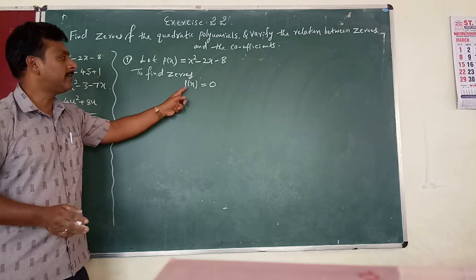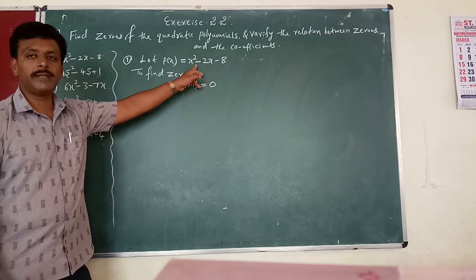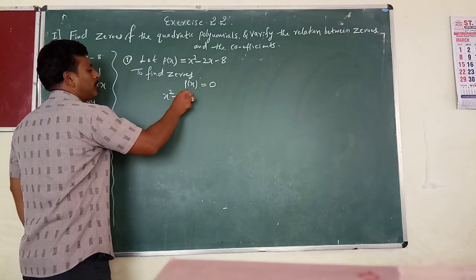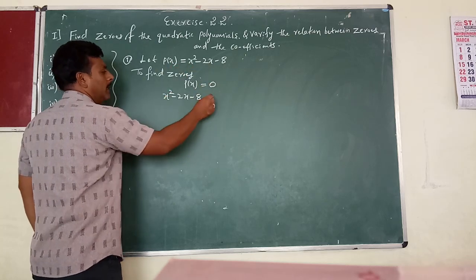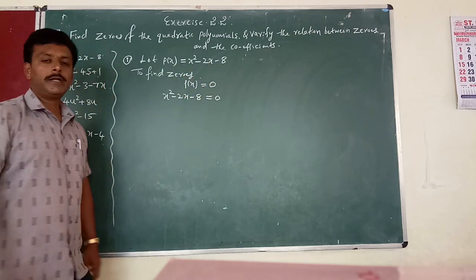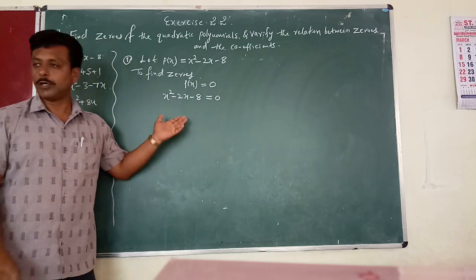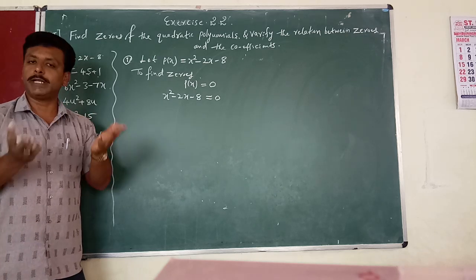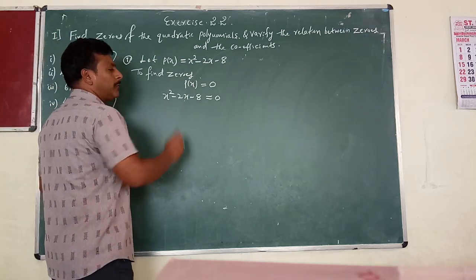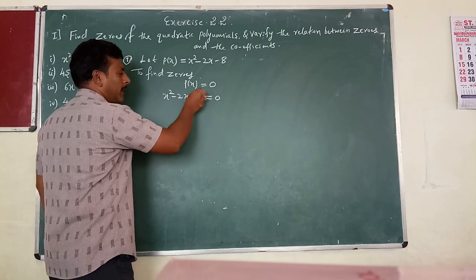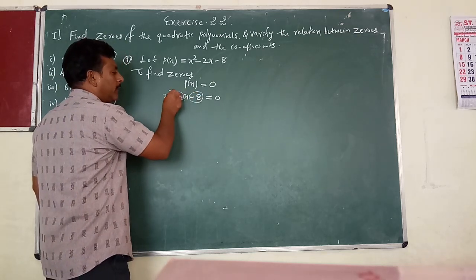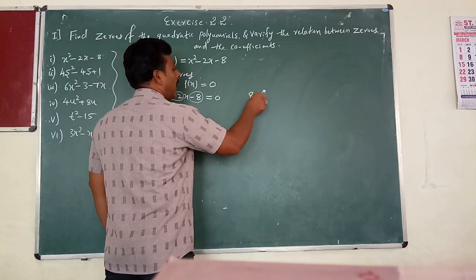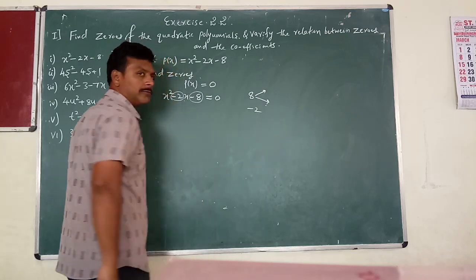P of x is equal to 0, I have taken. P of x is a quadratic polynomial, so I am going to write here x square minus 2x minus 8, the given polynomial, is equal to 0. Now it is a trinomial, or quadratic polynomial. We have to split it and get the factors of this. You already know the splitting method. So how to split this? The product should be equal to minus 8, and their sum or difference is equal to minus 2.